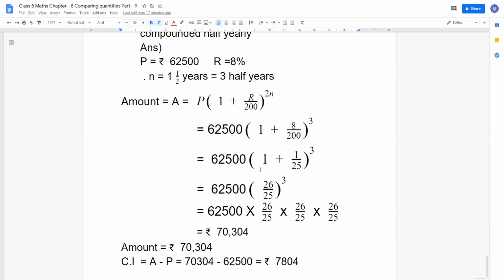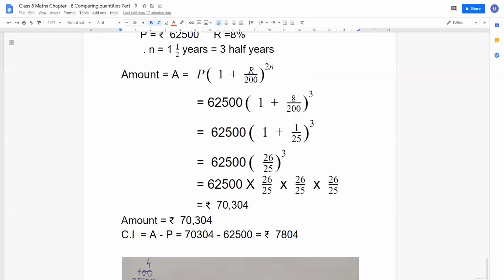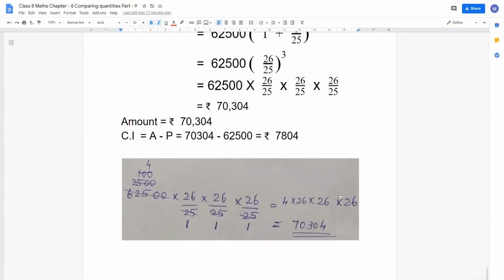So 62,500 into 1 plus 8 can be cut with 200, you will get 1 upon 25, then whole cube. Now bracket simplifying, 1 25 is 25 plus 1, so 26 upon 25. So 62,500 multiplied by 26 upon 25 the whole cube. Now 62,500 we have to multiply with 26 upon 25, 26 upon 25, again 26 upon 25, 3 times. Then here also see the calculation I have shown here.